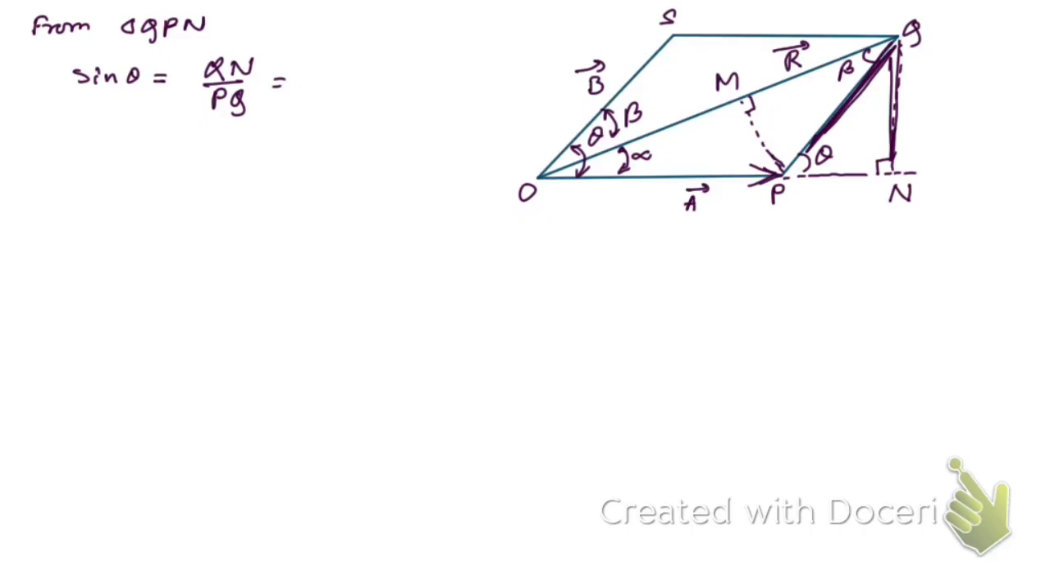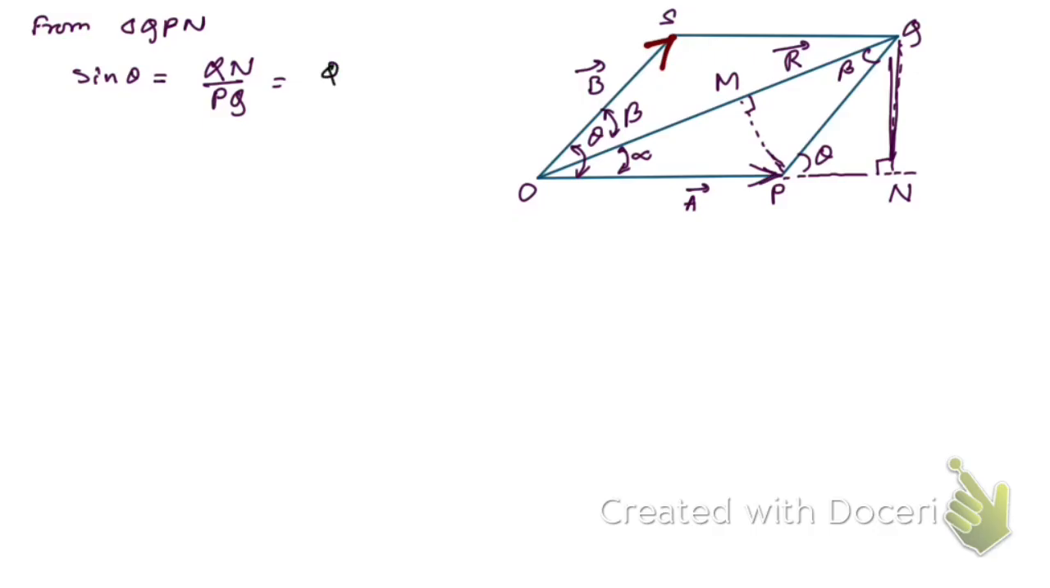This side also represents B. OS and PQ are opposite sides, and in a parallelogram, opposite sides are parallel and equal. So if OS represents vector B, then PQ must represent vector B, and their length will give the magnitude of vector B, right? So hope you have understood this.